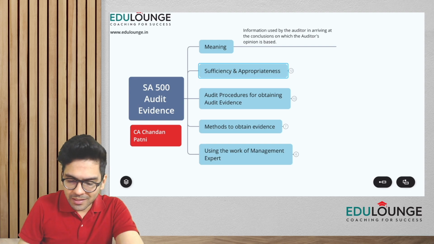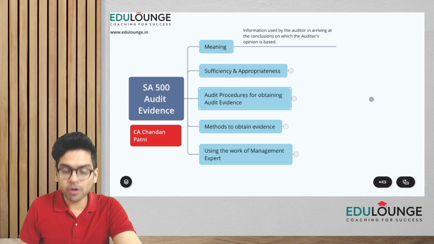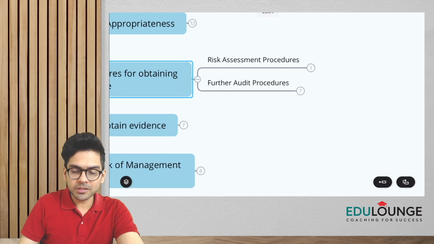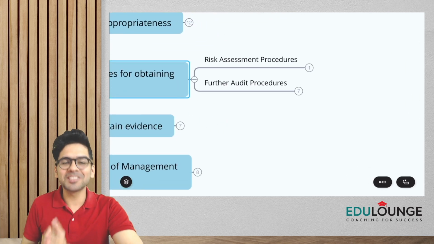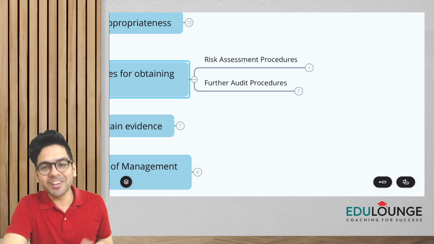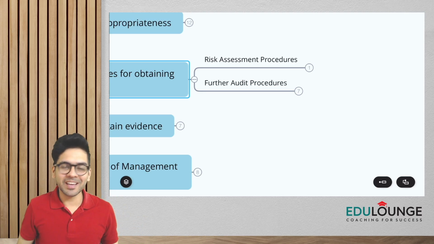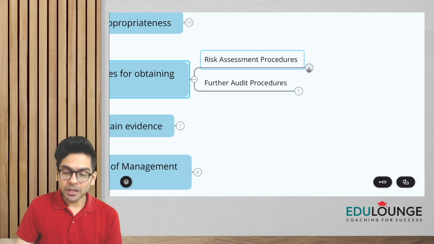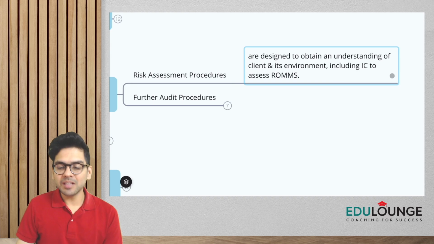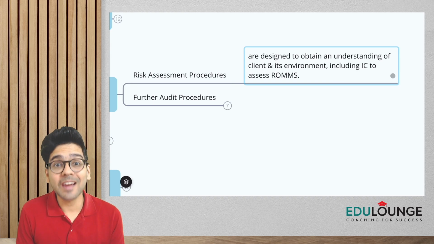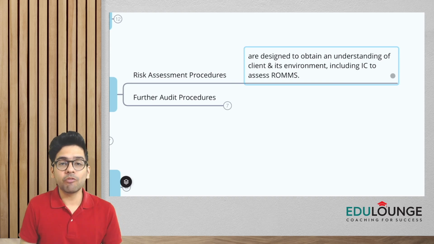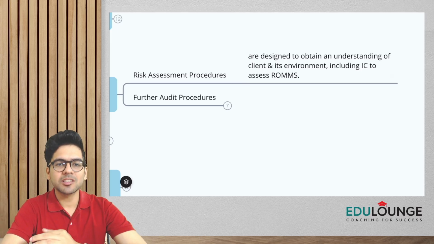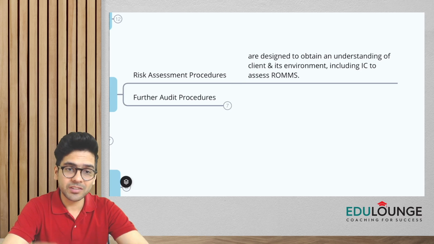If you can see the next topic, it says audit procedures for obtaining audit evidence. All of you know that there are two audit procedures. We have been covering all these standards. We have already covered 315, 330, but this is something which is basic for you. So we have two procedures, RAP and further audit procedures. Now when I say RAP, what is RAP? These are designed to obtain an understanding of the client and its environment, including internal controls, to assess the risk of material misstatement. The entire risk assessment process, guys, we cover as a part of SA 315.